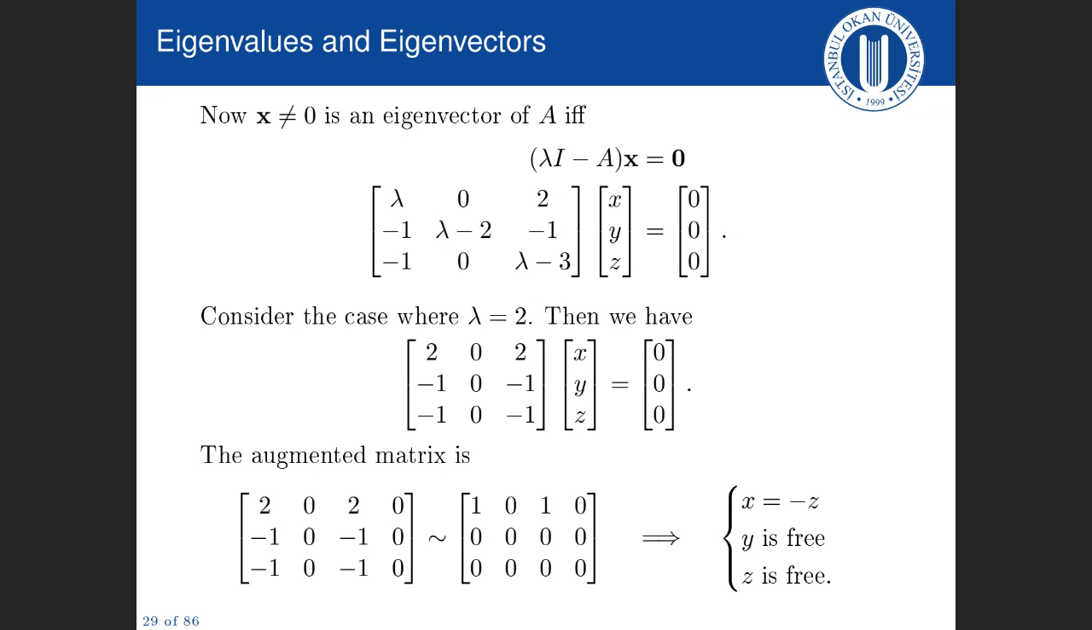If you're doing row reduction on the augmented matrix for a homogeneous linear system, then the right-hand column is always 0. It doesn't matter which row operations you do, zeros will always stay as zeros. So if you wanted to, you don't have to even write this down. You could ignore it and just do row reduction of a 3 by 3 matrix. Okay, so x must be equal to minus z, y can be any number, and z can be any number.